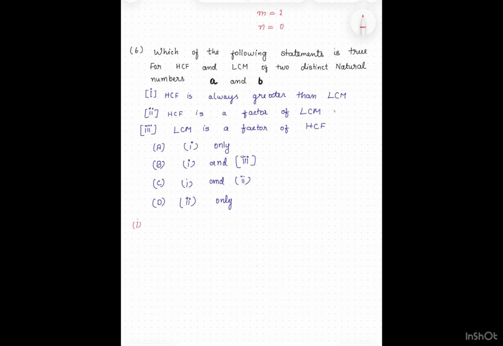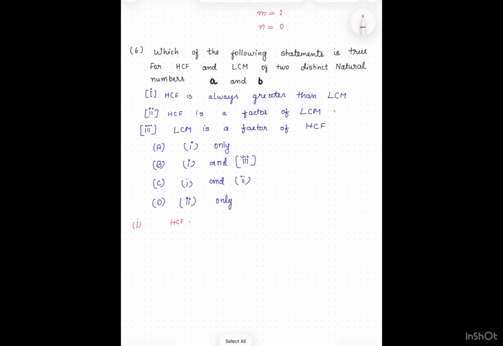The first one is given: HCF is always greater than LCM. HCF is the common factor, the highest common factor in both numbers, but LCM is the multiplication of the factors with highest powers. So HCF is common in both numbers. We can say that HCF is always less than LCM. HCF is the smallest one.